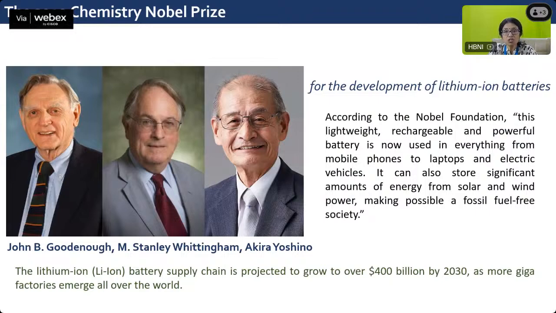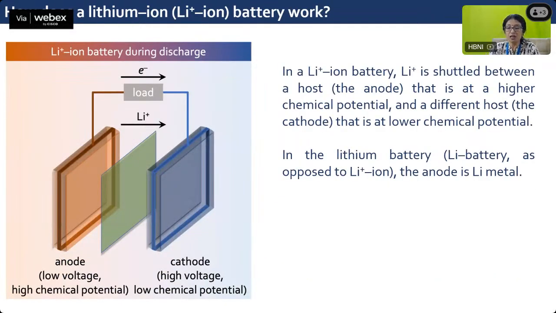And according to the Nobel Foundation, this lightweight, rechargeable, and powerful battery is now used in everything from mobile phones to laptops and electric vehicles. And it can also store significant amounts of energy from solar and wind power, making possible a fossil fuel-free society. Now, by 2030, the lithium-ion battery supply chain is projected to grow to over $400 billion as more gigafactories emerge all over the world. So you can imagine the kind of explosion of application lithium-ion batteries are having, and it doesn't show any sign of slowing down. So it's very important to know about this particular technology.